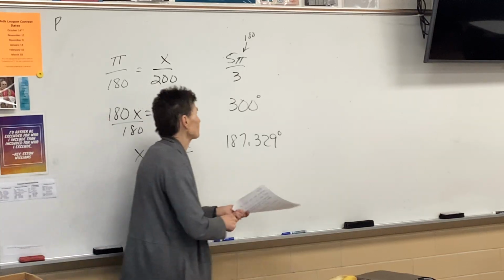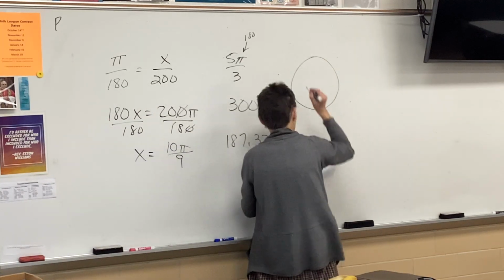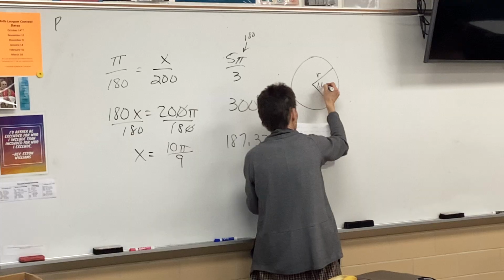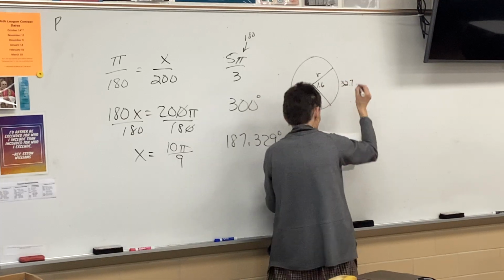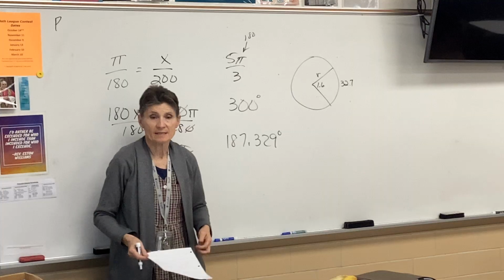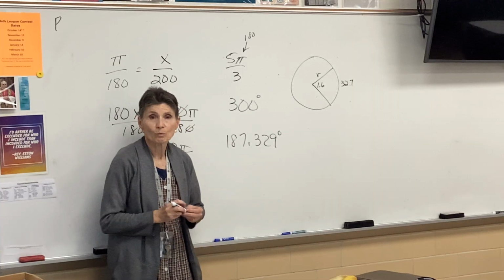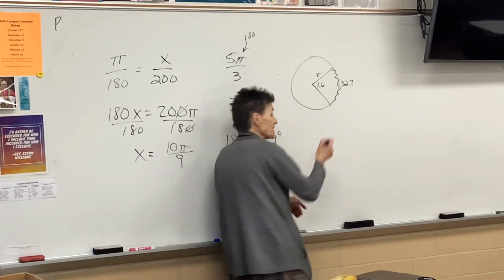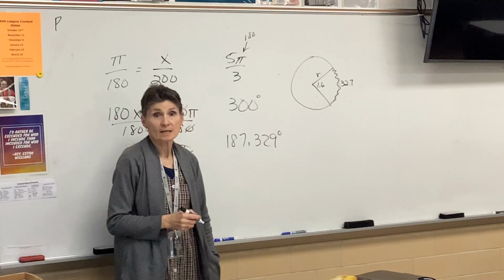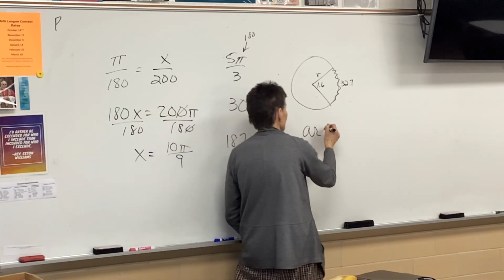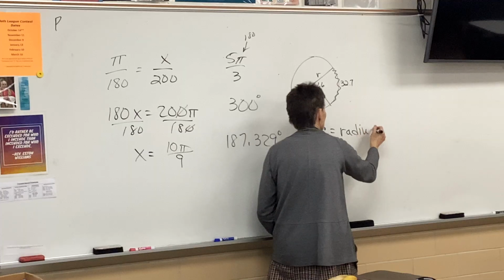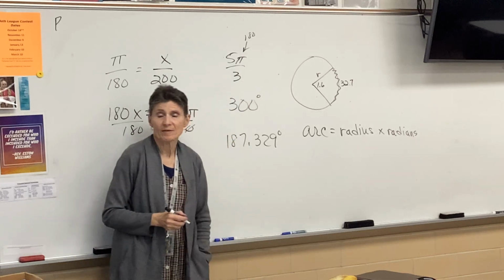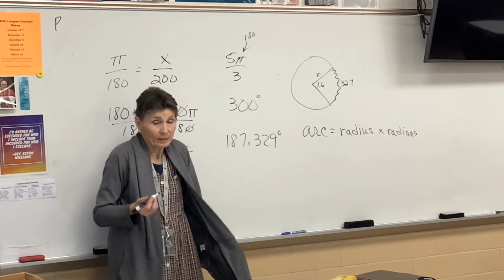Number 4. My job is to figure out what the radius is. I need to figure out what the radius is. So when I see a picture like that, and I see this over here marked, that's an arc length. And so the first thing that pops into my head is arc length equals radius times radians. Kids, you can't go wrong with that.